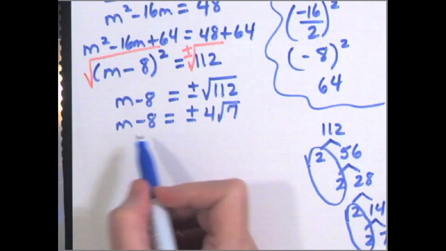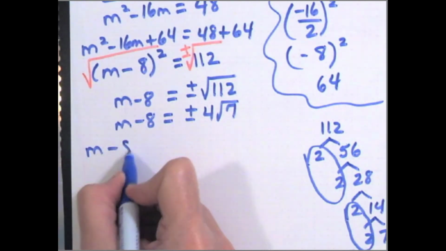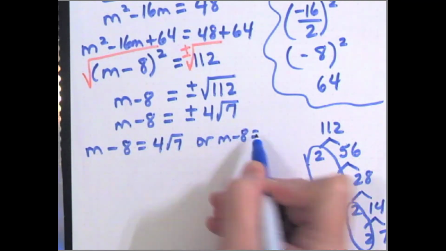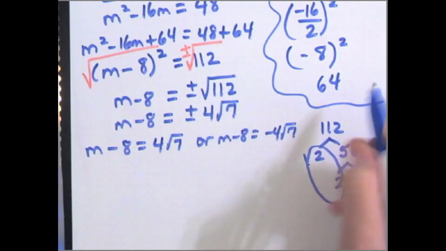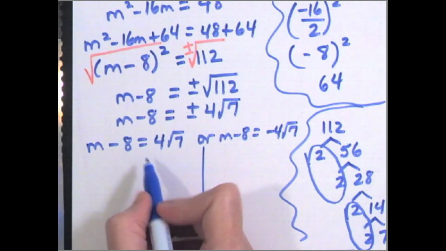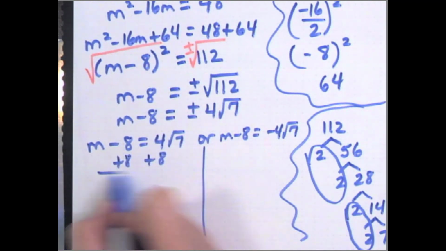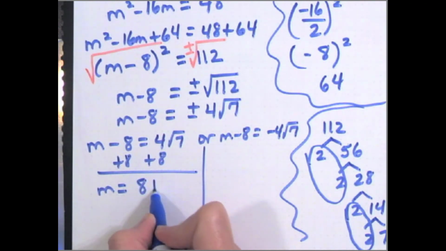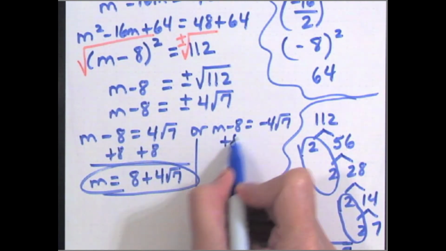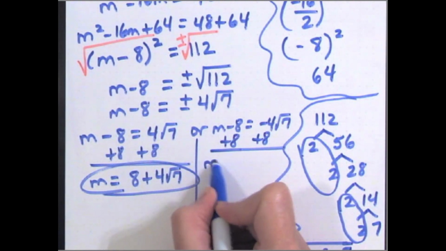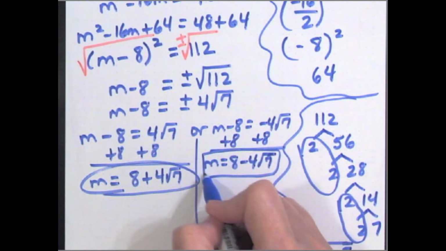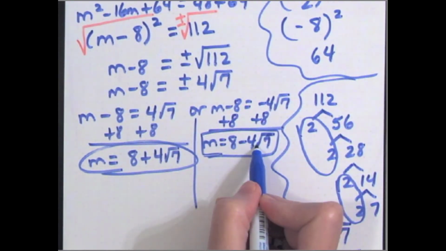So here we have 2 possible answers. We could have m minus 8 is equal to positive 4 square root of 7, or m minus 8 is equal to negative 4 square root of 7. And that gives us our 2 little equations. Here we'll add 8 to both sides. We can't add rationals to irrationals. We're just stuck with this. Boom, that's it for that answer. Over here, add 8. And it'll be 8 minus 4 square root of 7. That's all you can do to that problem.